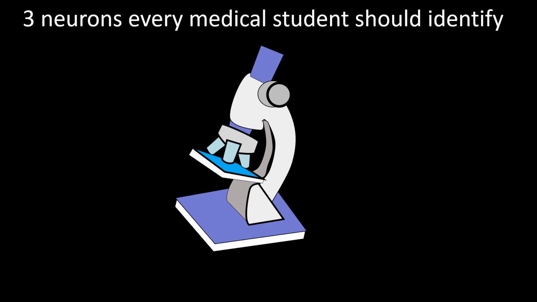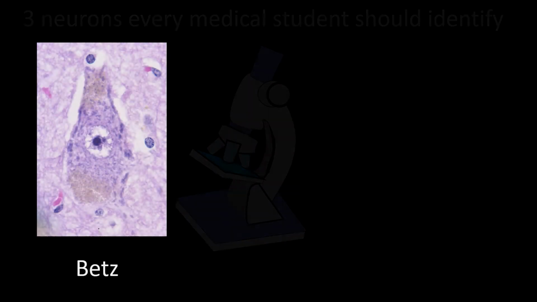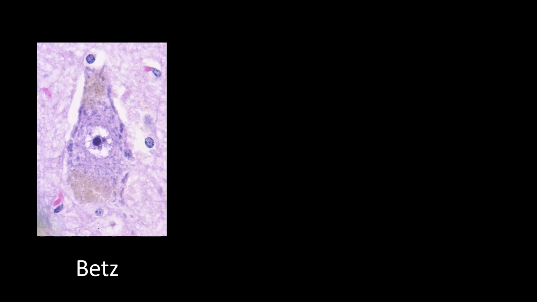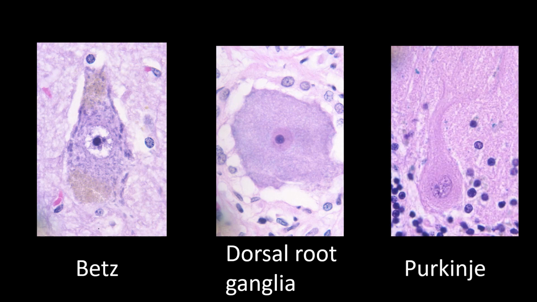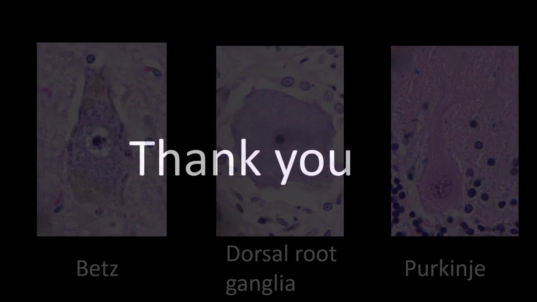Now I will finish this section by showing you the three neurons every medical student should be able to identify on light microscopy: Betz cells of the cerebral motor cortex, dorsal root ganglion neurons, and cerebellar Purkinje cells. Thank you very much for your attention.